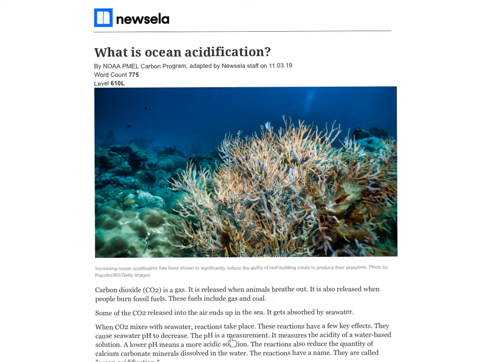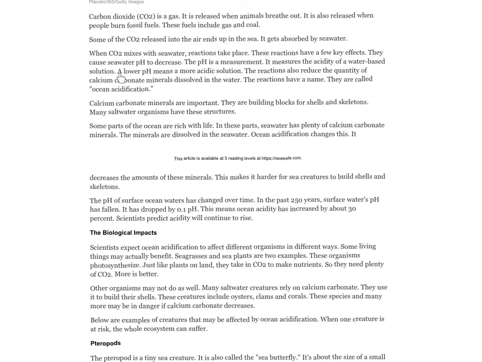The pH is a measurement. It measures the acidity of a water-based solution. A lower pH means a more acidic solution. The reactions also reduce the quantity of calcium carbonate minerals dissolved in the water. The reactions have a name. They are called ocean acidification. Pause the video and answer the question, what are some of the key effects of these reactions?